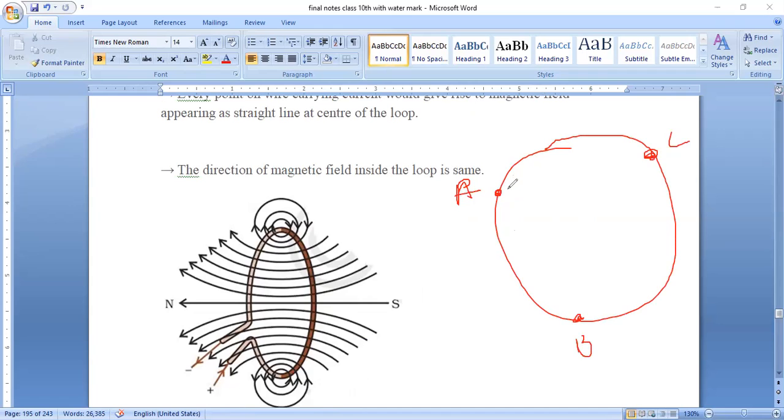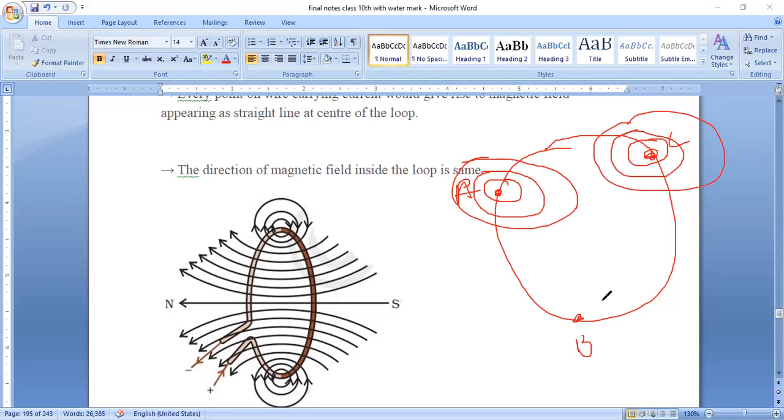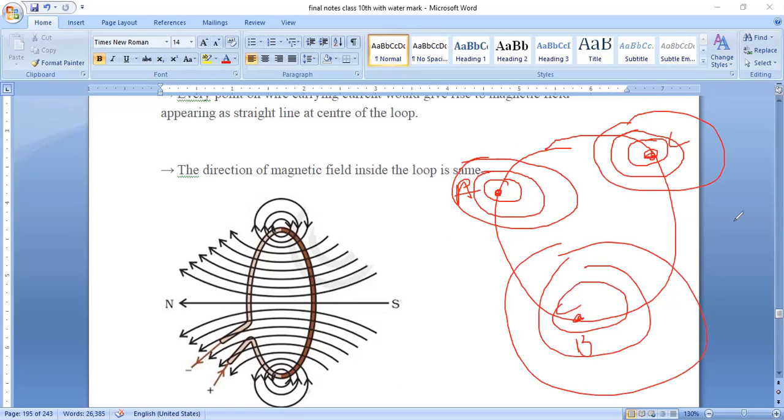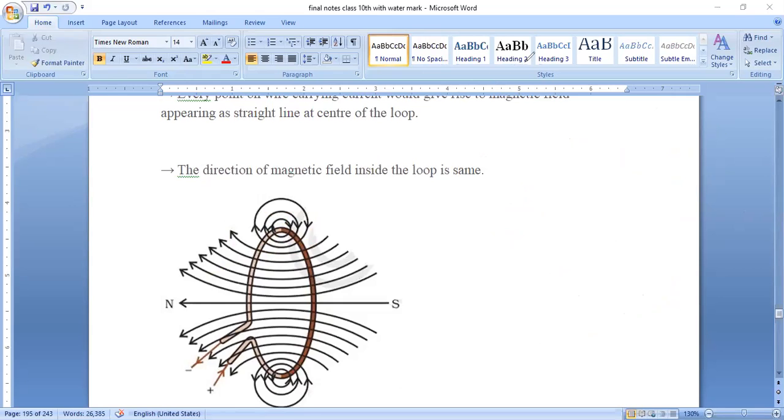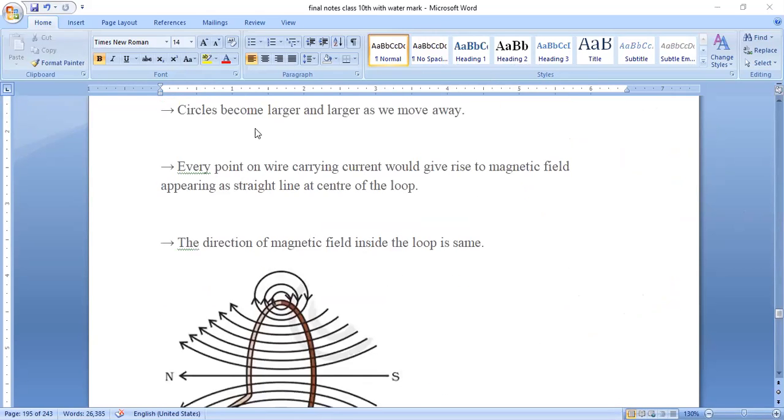So at every point, how should you show? You should show in the form of concentric circles. Here it is also like concentric circles. Here it will also be like concentric circles. So at every point the field will be like concentric circles. Understand this point, very, very important. So the second point is circles become larger and larger as we move away.